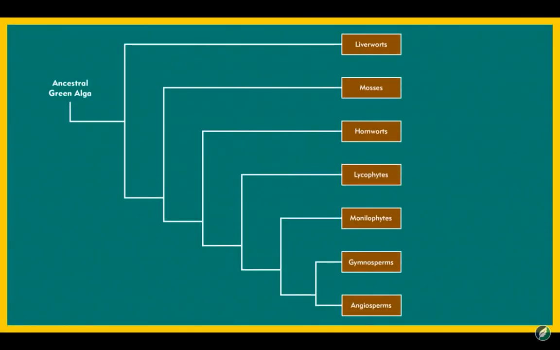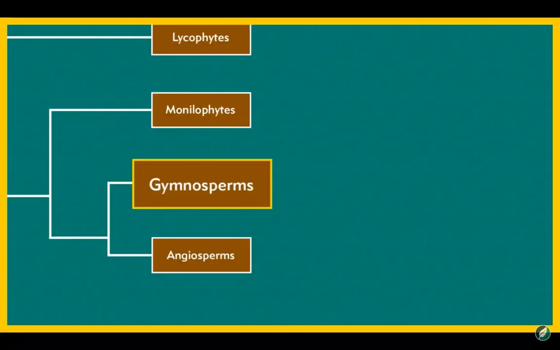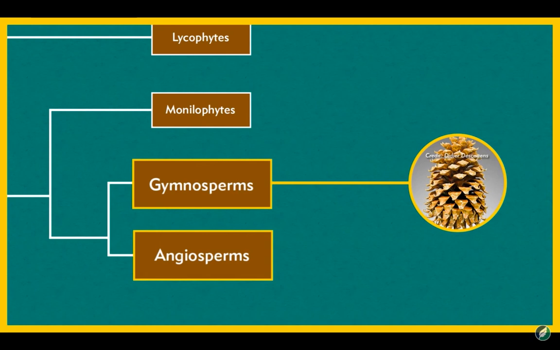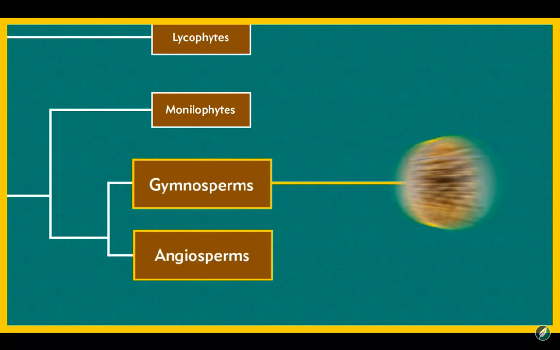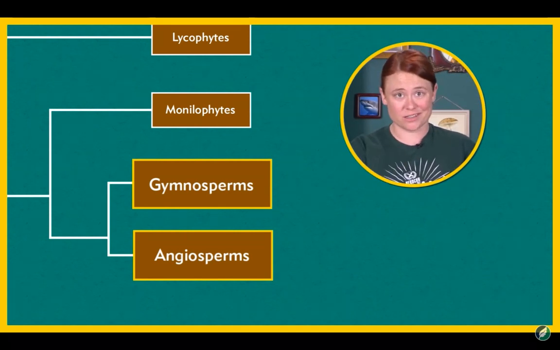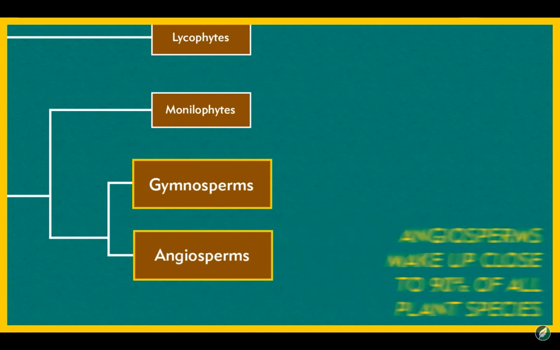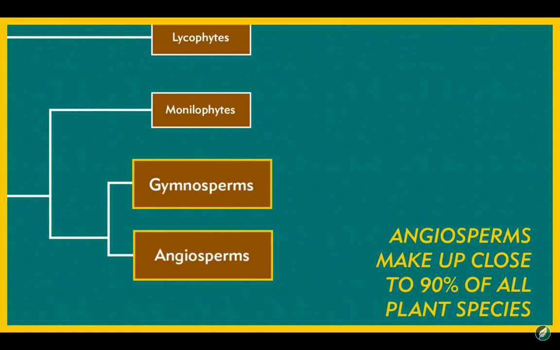But not all seeds are created equal. The last big split in the plant phylogeny has to do with the type of seed, specifically whether or not the seed has chambers during development. The two groups of seed plants are gymnosperms and angiosperms. Gymnosperms have seeds that are not enclosed in chambers. In fact, the prefix gymnos means naked, so yep, naked sperm it is. Angiosperms have seeds that develop inside of chambers, and these chambers typically come from flowers. So angiosperms are also referred to as flowering plants, and they make up close to 90% of all plant species.